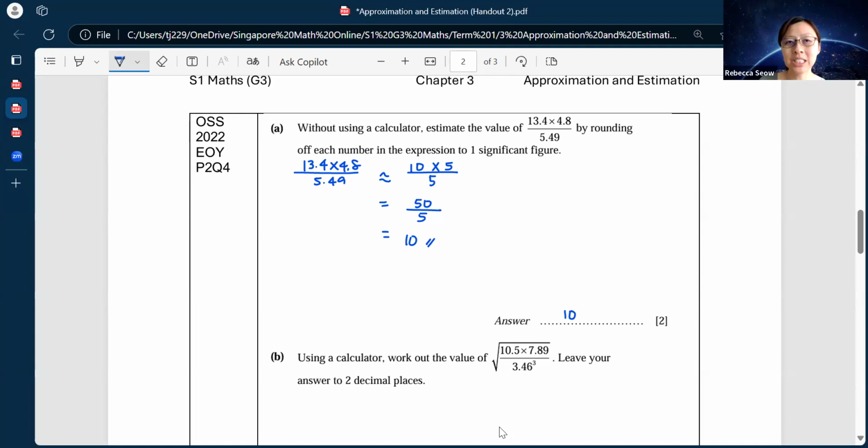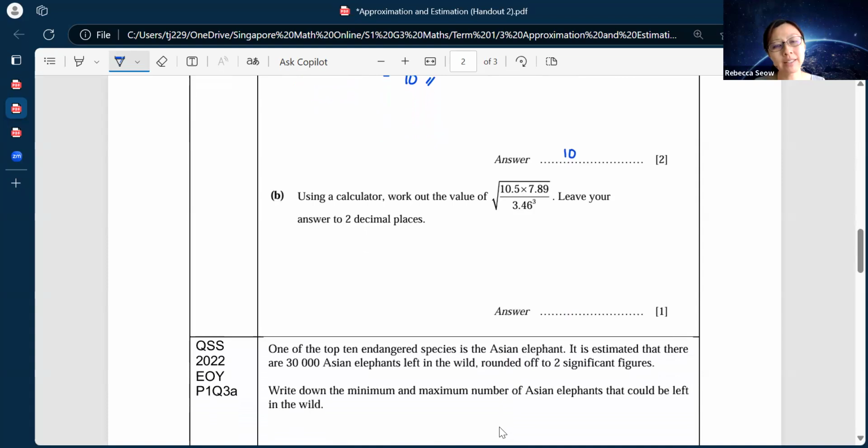I believe we have done similar questions in Handout 1 already. So I will not be going through the steps to explain how to obtain the one significant figure. Let's move on to the next part. Using a calculator, work out the value. Leave your answer to 2 decimal places. Question says use a calculator, meaning no intermediate steps required. Let's copy down the question. Okay, and I will be giving my answer to a few more decimal places than 2.